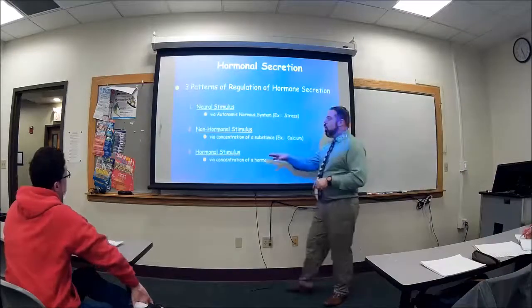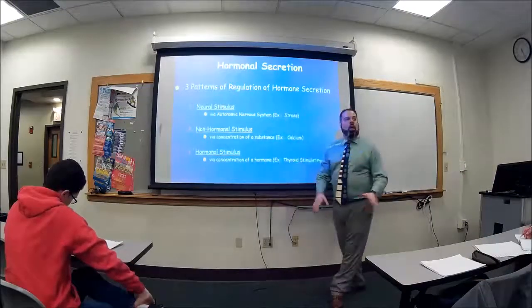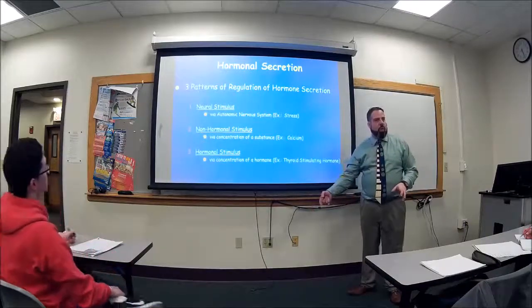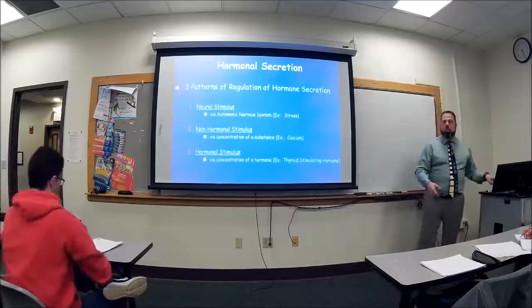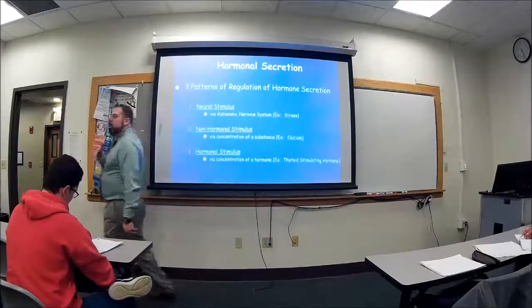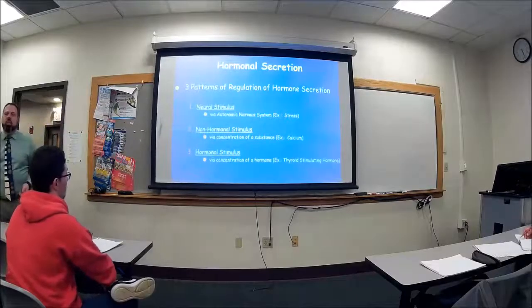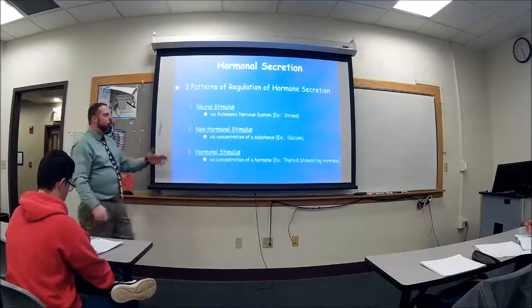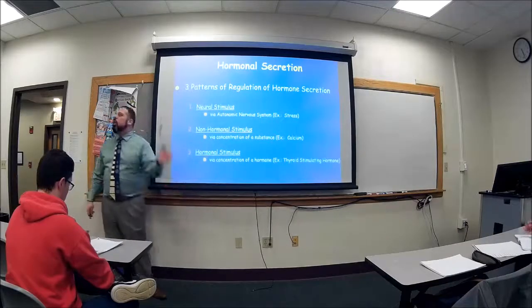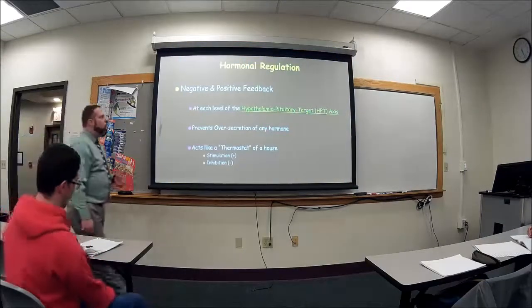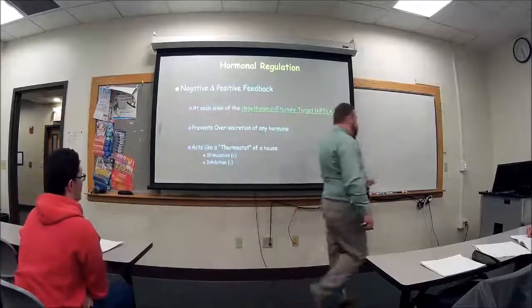Or we're going to have a hormonal stimulus. Literally, a hormone is going to target a gland to release a hormone. Okay? These are the only 3 ways hormones can be released. Some kind of neural stimulation, stress, some non-hormonal substance, glucose, calcium are good examples, or some other hormone, like thyroid-stimulating hormone, is going to tell the thyroid gland to release T3 and T4. Okay? Questions on that? So we have to deal with this negative and positive feedback.